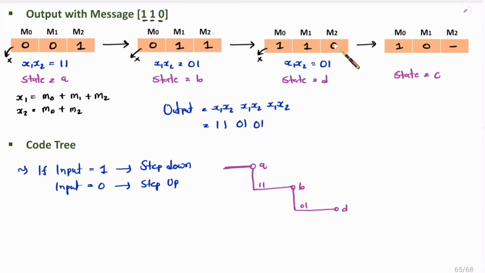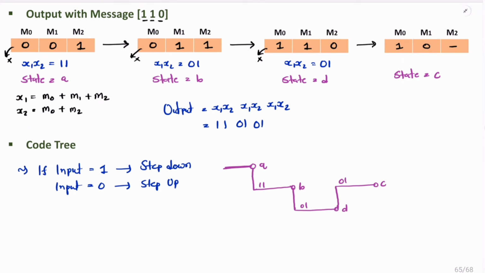Now our input is logic 0. For logic 0 input, there will be a step up. So here I need to have a step up line. And along with the step up line, here we need to write output 0, 1. And here the next state will be state C. Now we don't have input, so we cannot plot the code tree further. So that is the process that you need to follow for code tree, right?